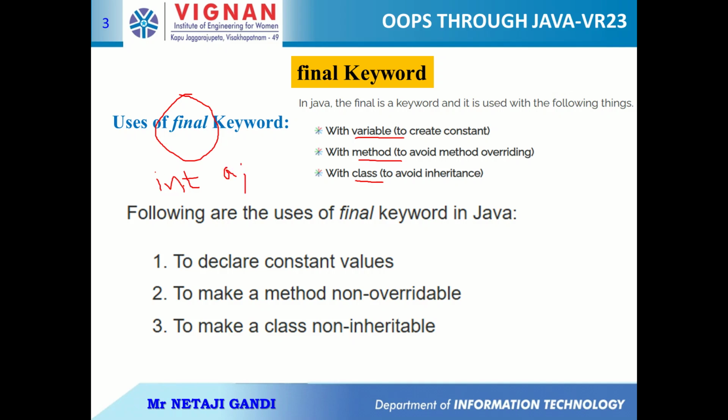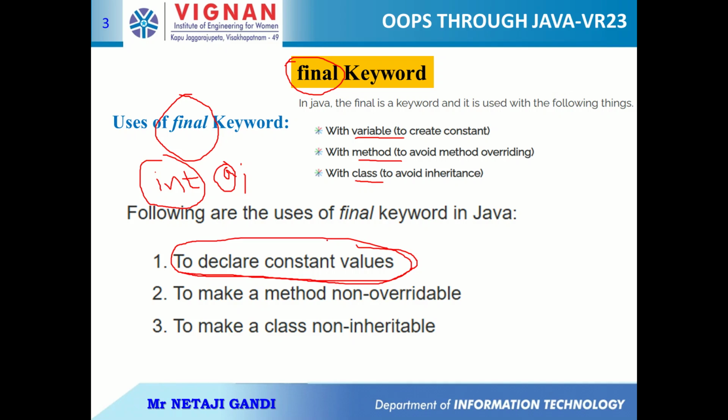Yes, having any doubt? Here this is the data type, this is the variable name. Now what is the syntax? The first concept is to declare constant values by using the final keyword. Before the data type you can write the final keyword. That is the first point.